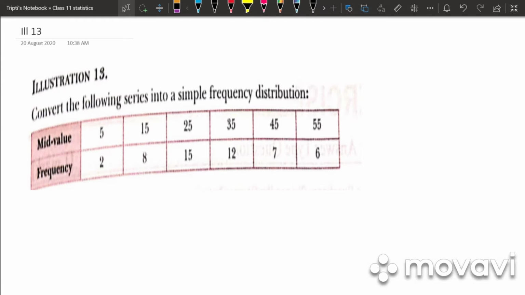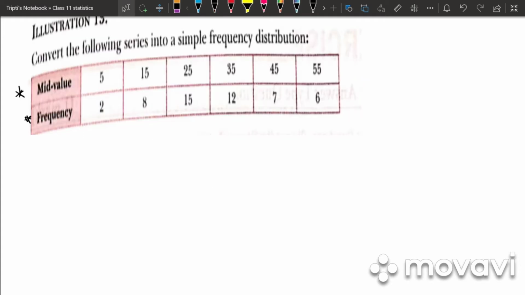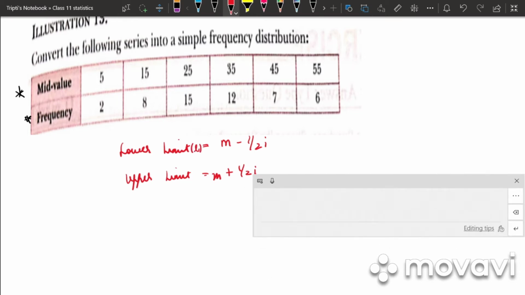Convert the following series into simple frequency distribution. In this sum, they have given us mid value and frequency. So how will we convert the mid value to a simple frequency distribution? What is the formula when they have given us mid value? How can we find out the lower limit? It is m minus half I, and upper limit is m plus half I. I have already given you the formula in the theory part. Lower limit is known as L1 and upper limit is known as L2.